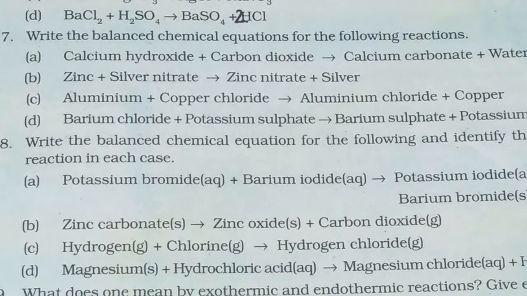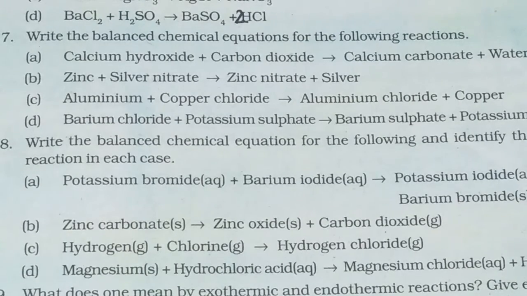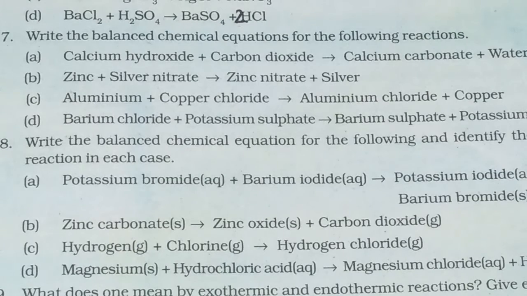Write the balanced chemical equations for the following reactions. Here they have given word equations for us. Previously we were writing word equations when a statement is given. Now word equations are already given. Directly we will write the chemical equations and also balance them. So one by one we will do here.